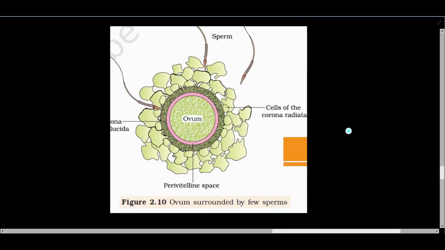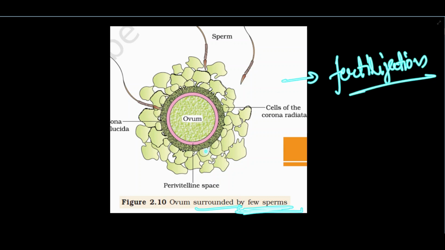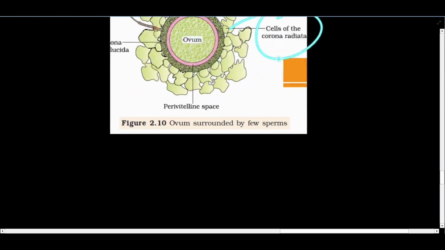Next is this structure, that is the ovum surrounded by few sperms. This is the structure from your fertilization process, how sperms penetrate the different layers of the ovum and enter into the cytoplasm of the ovum. So this structure is also very important. You should know about the function of the corona radiata, and the function of the zona pellucida. So these layers are also very important.